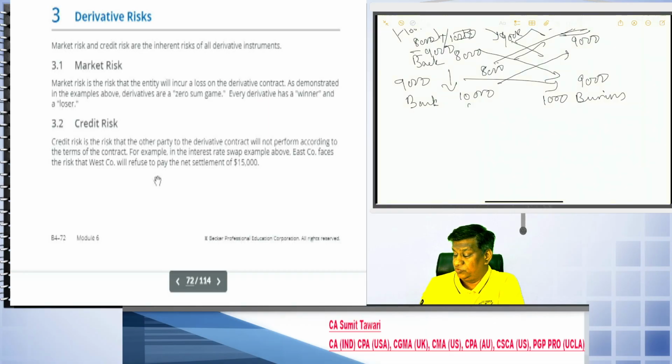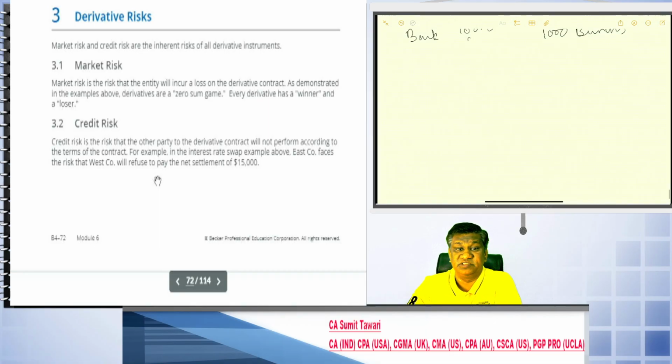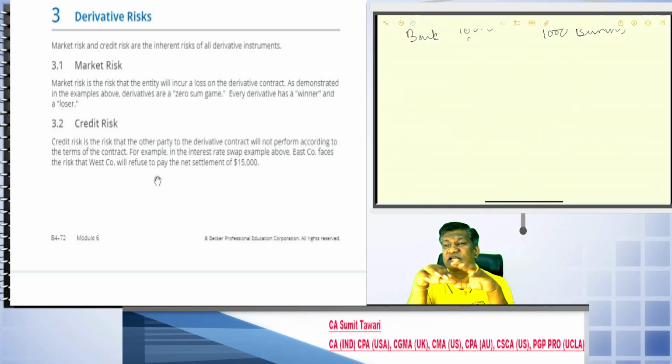Okay, so we just discussed derivative risk. There is market risk and credit risk. Market risk is the risk that the entity will incur a loss on the derivative contract, as demonstrated in the example above. Derivatives are a zero sum game. Every derivative has a winner and a loser. Someone is going to gain, someone is going to lose. Market risk also means that if the commodity itself is not available, it is difficult to perform the obligation.